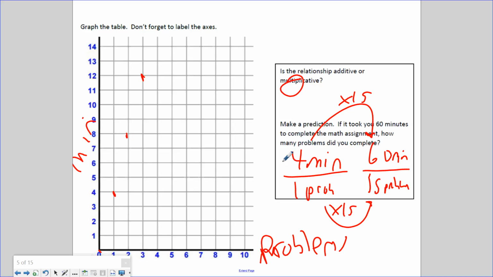Or you could have done it this way. How do you turn 4 to 1? Divide by 4. So that is showing us the relationship of additive and multiplicative.